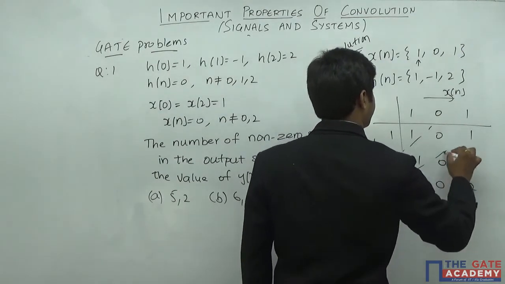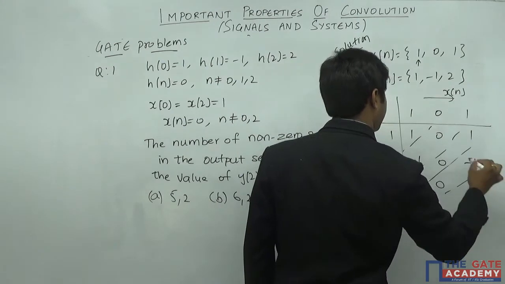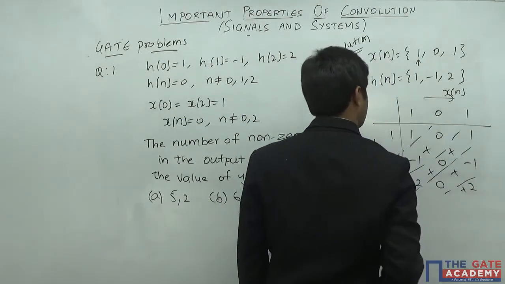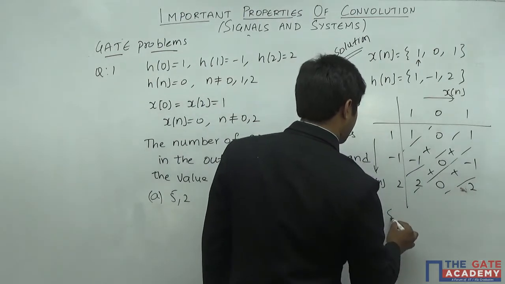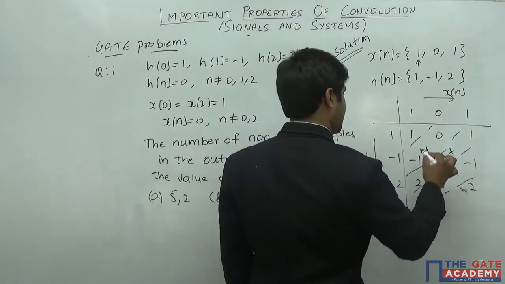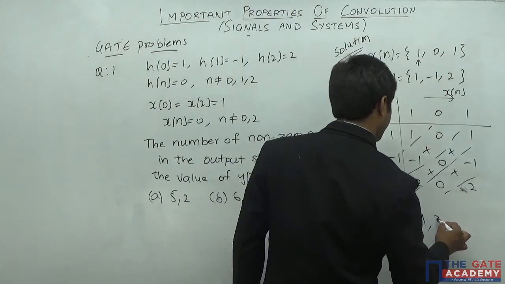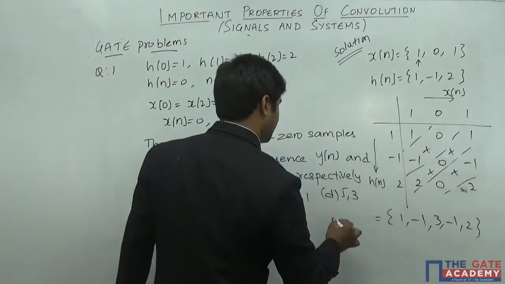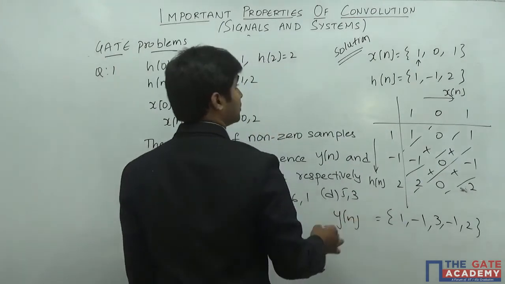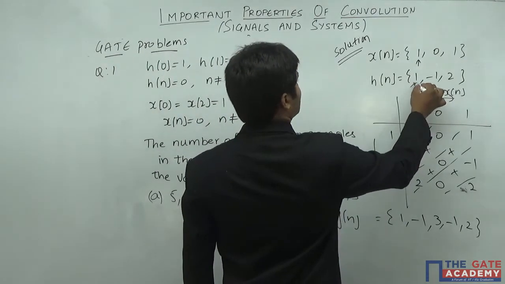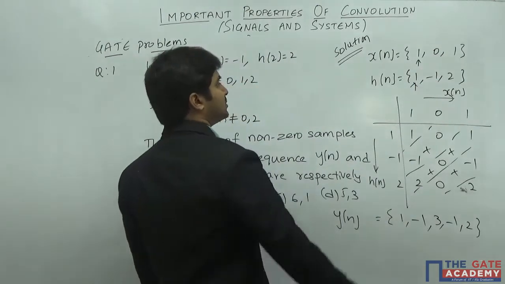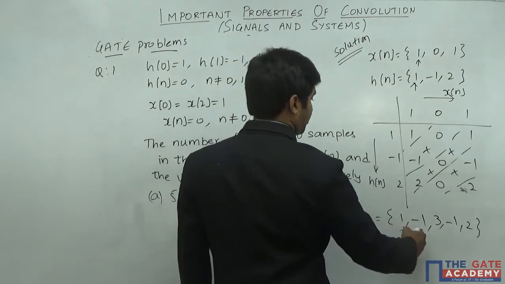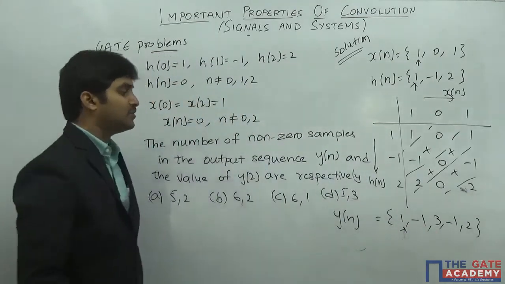So you draw the diagonals here. Just add all the diagonal values. You'll get 1 comma minus 1 comma 3 comma minus 1 comma 2. So this is nothing but your y of n. Both the arrows are present at the initial itself, right? So 0 plus 0 is going to be equal to 0 here. So y of 0, y of 1, y of 2. So y of 2 value is equal to 3.